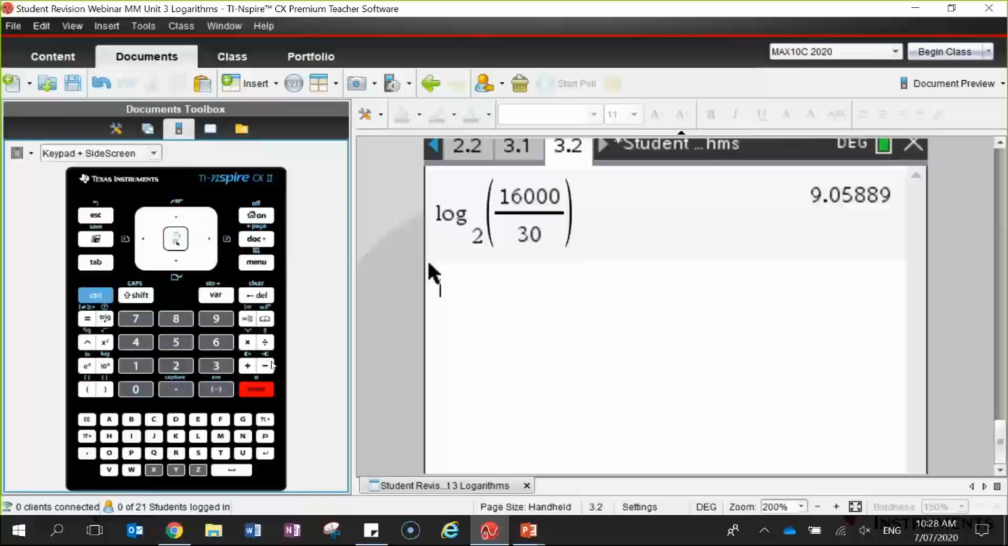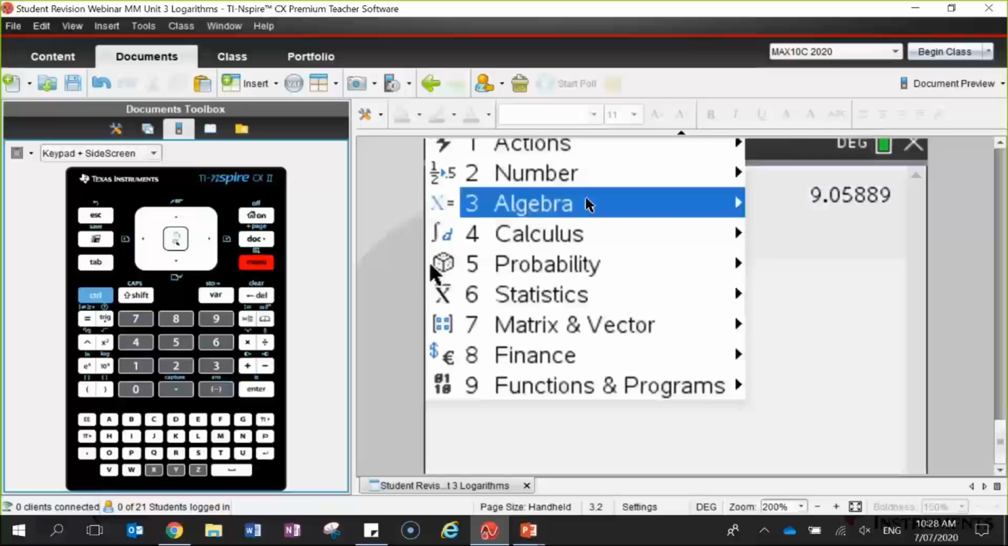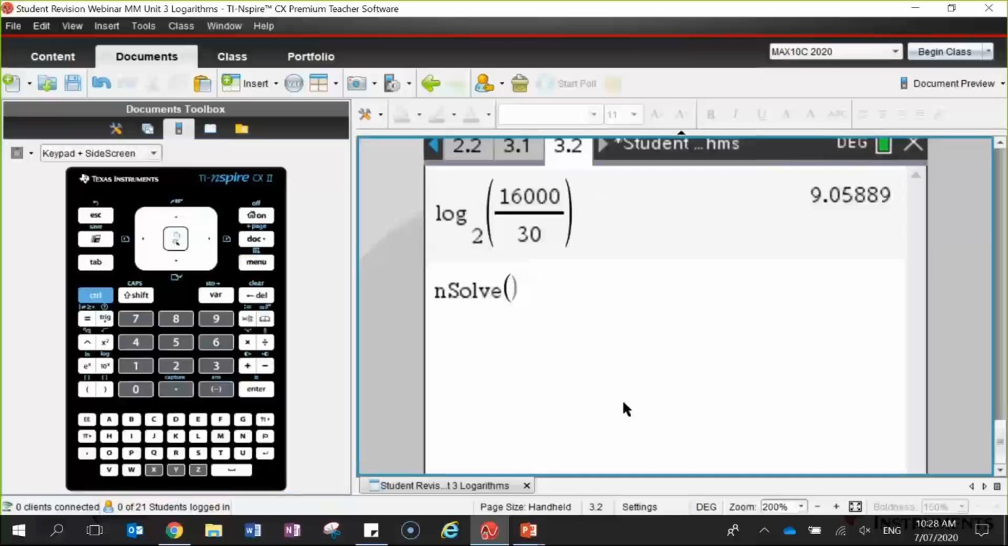Now, the other way I could have done that, and I'm going to stay on this calculator page here, you should remember from before numerical solve. So I could actually put in here 30 multiplied by 2 to the power of x equals 16,000. I want to solve for x, and I again get that 9.05. So it's approximately 9 octaves that we can hear across.